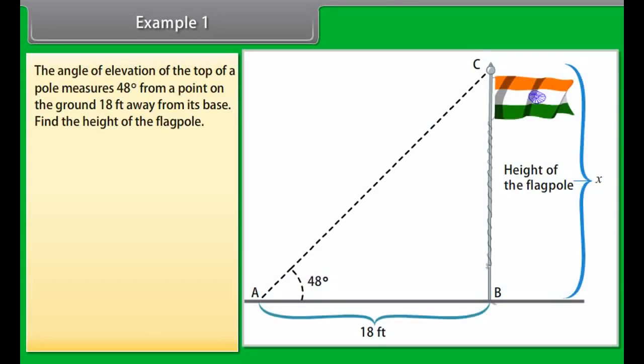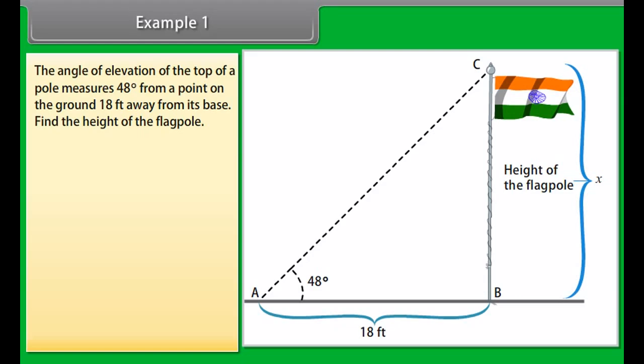Example 1. Let's solve some examples to understand better about angle of elevation and depression. The angle of elevation of the top of a pole measures 48 degrees from a point on the ground 18 feet away from its base. Find the height of the flagpole.